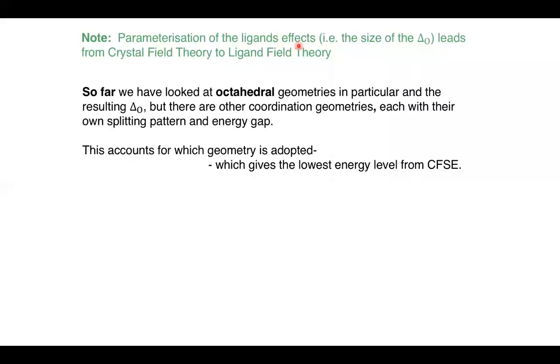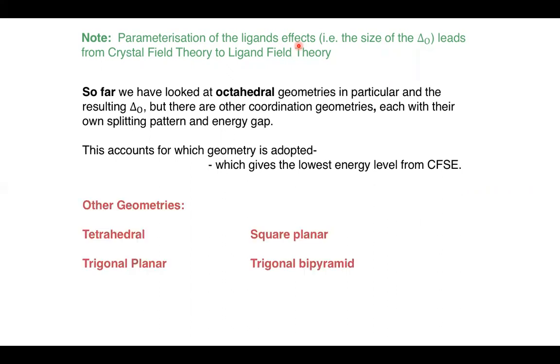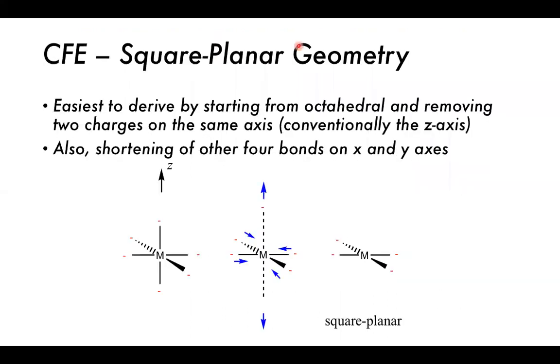So far we've looked at octahedral geometries in particular and the resulting delta O. But there are other coordination geometries, each with their own splitting pattern and energy gap. And so this accounts for which geometry is adopted, which gives the lowest energy level from crystal field splitting energy. So other geometries that we can do using this theory are tetrahedral, square planar, trigonal planar, and trigonal bipyramidal.